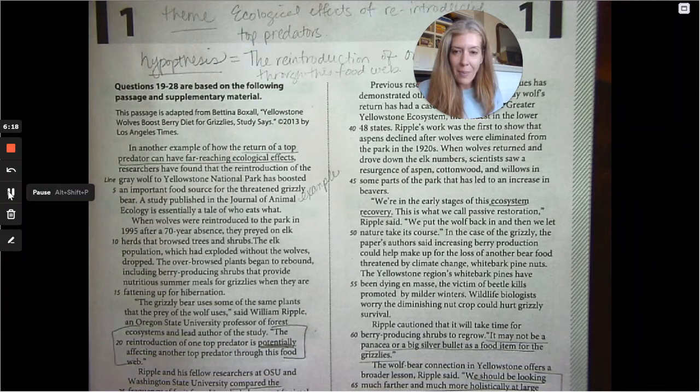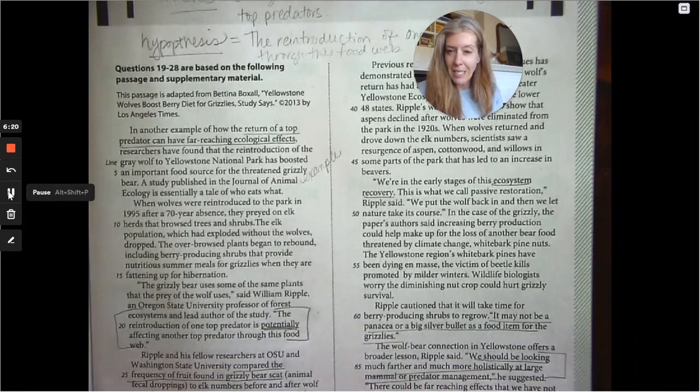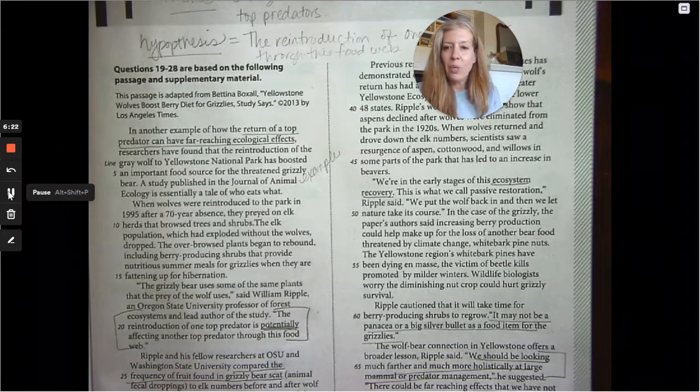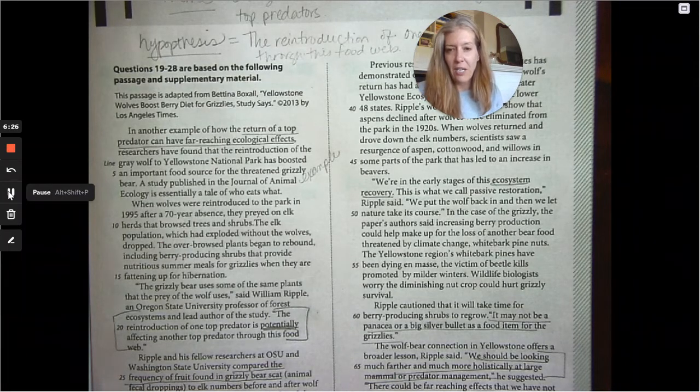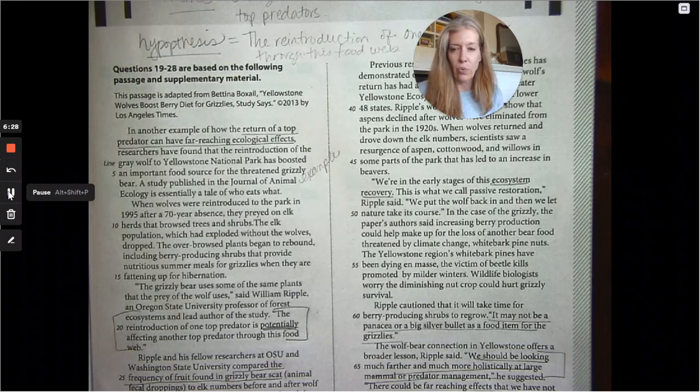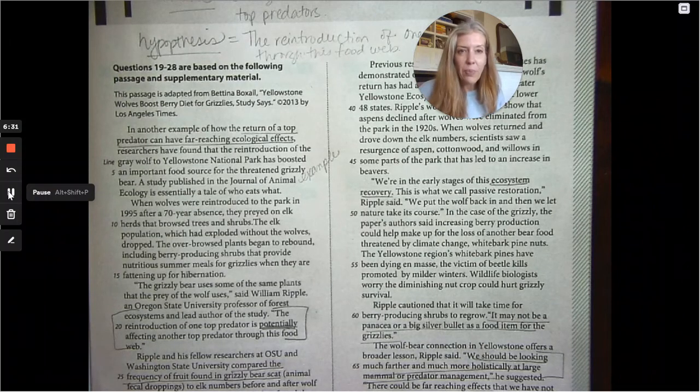I found the hypothesis on line 19. The reintroduction of one top predator is potentially affecting another top predator through this food web. So when I read that, the word potential was the big ding, ding, ding, got it, found it, because that's another way of asking a question. This could potentially go like this, or this could potentially go like that. So that's where I found the hypothesis.